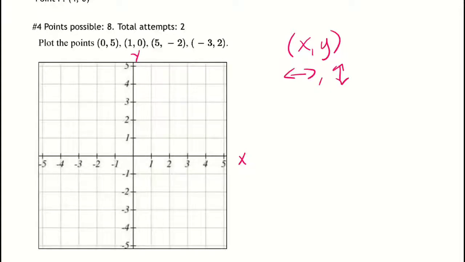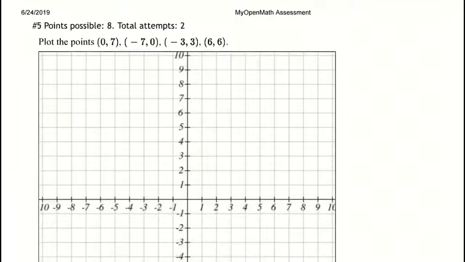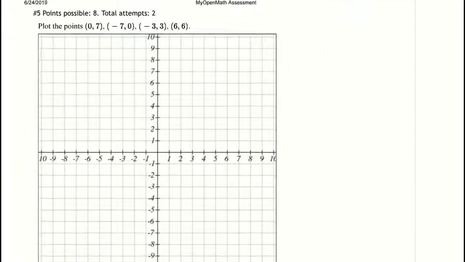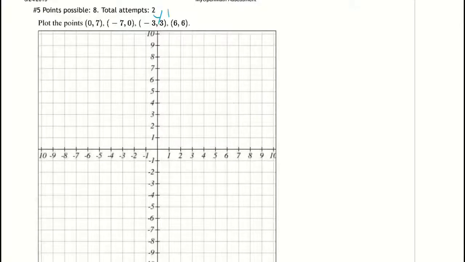So X, we want to do first, the side to side part, and then you do the up and down part. So for looking at these points, 0, 5, you can see I labeled them A, B, C, and D. So for D, negative 3, and then up 2. So you're just going to be practicing those, making sure you have the X going side to side, Y going up and down.